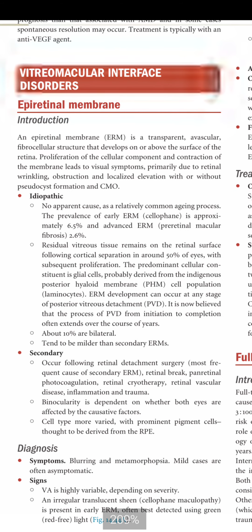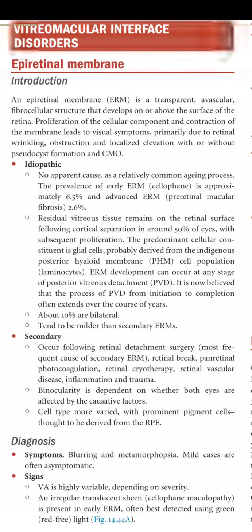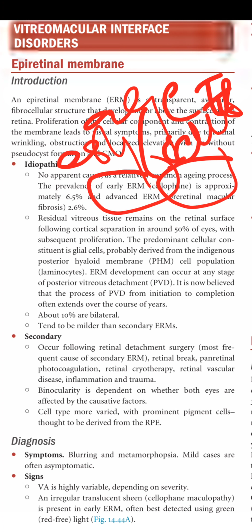So the causes of epiretinal membrane can be idiopathic and secondary. Idiopathic: no apparent cause, relatively common, an aging process. The prevalence of early ERM, cellophane maculopathy, is approximately 6.5%, and advanced ERM, pre-retinal macular fibrosis, 2.6%. So basically it is an age-related ERM formation, and the early ERM is also known as cellophane maculopathy, and advanced ERM as pre-retinal macular fibrosis.